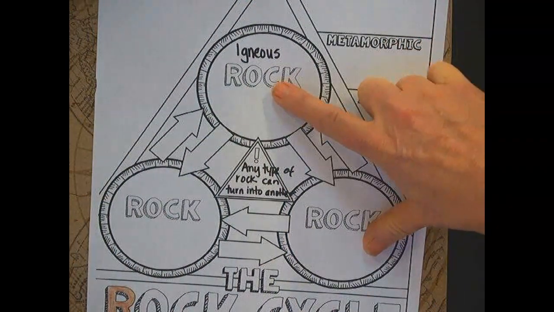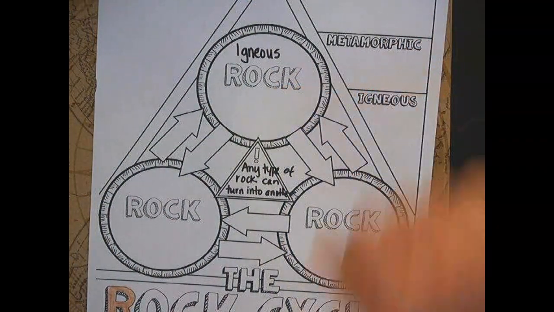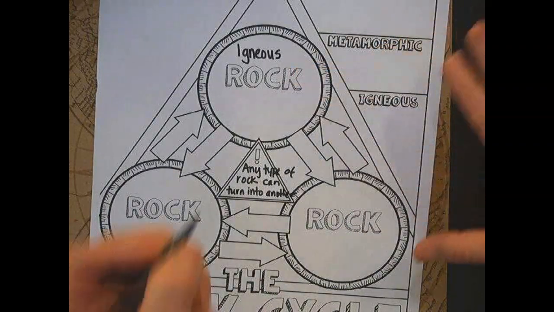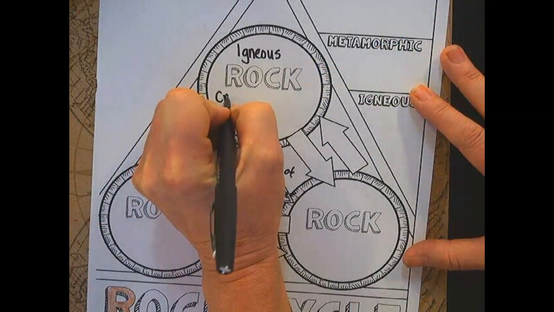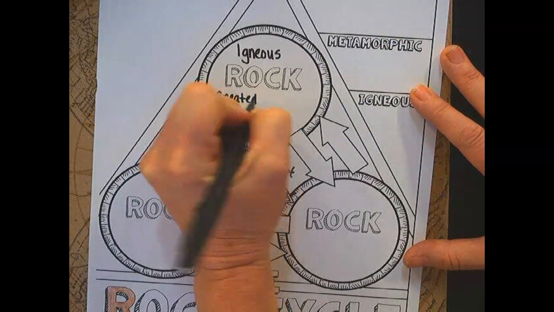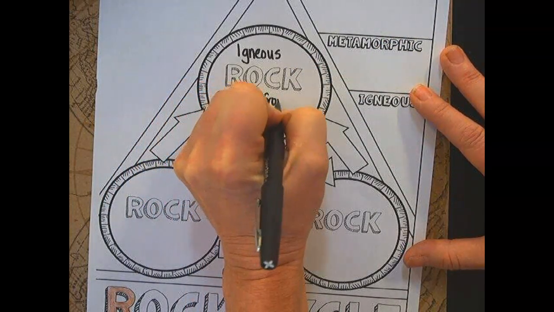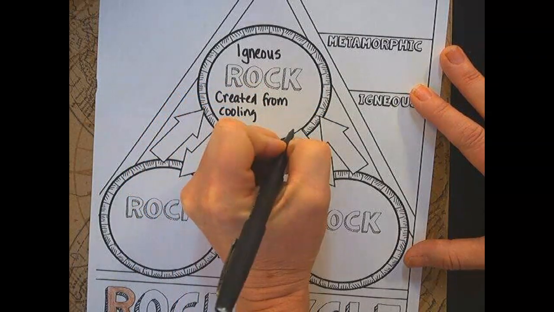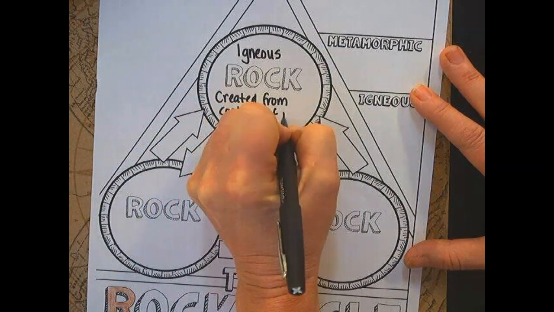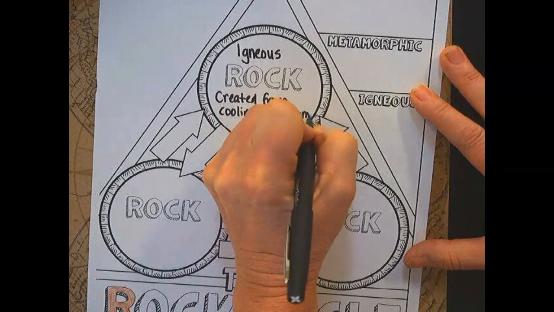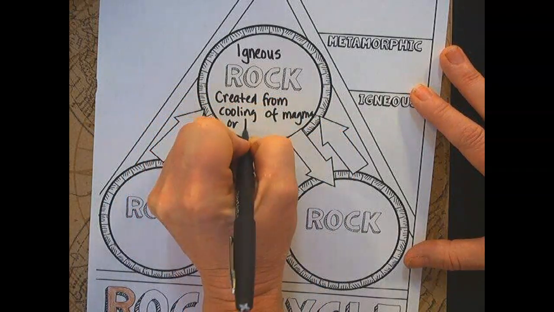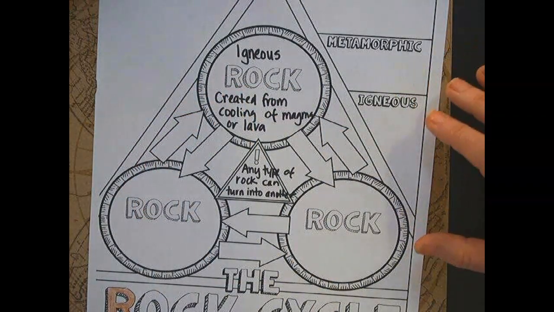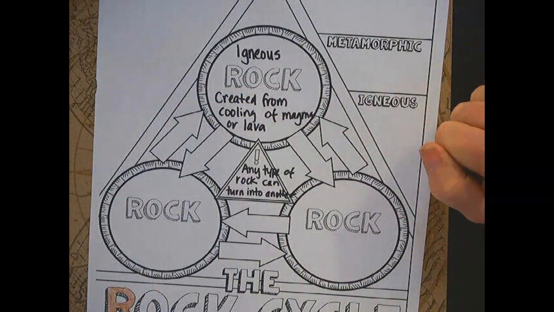And under here, let's just make sure we all know how this type of rock is formed. Remember, igneous rock is created from cooling of magma or lava. And you certainly can color this in as you go.